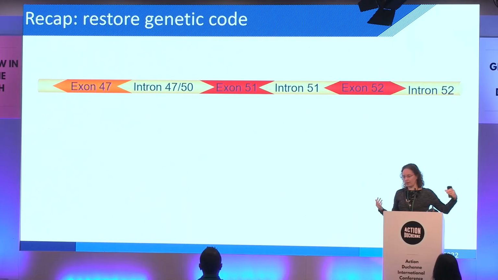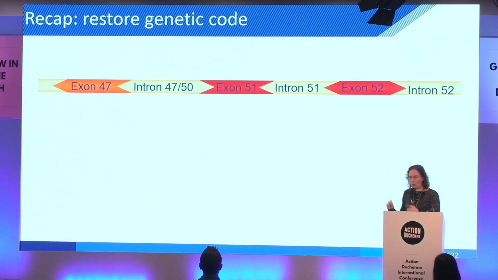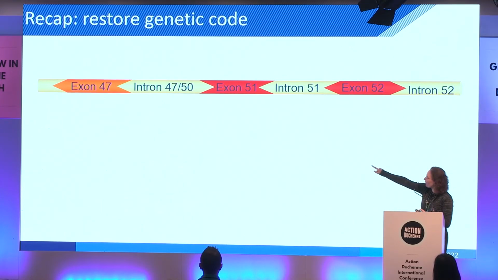If you have 47 to 52, the code remains readable. You'll miss something in the middle, but we've already seen as long as you have these 2 clicker domains, the protein will be functional. So when the code needs to be translated, first, these exons are linked together in a process called splicing. And what we here want to do is manipulate that process. So we want 47, instead of being connected to 51, which would normally happen, to be connected to 52. And how do we do that?